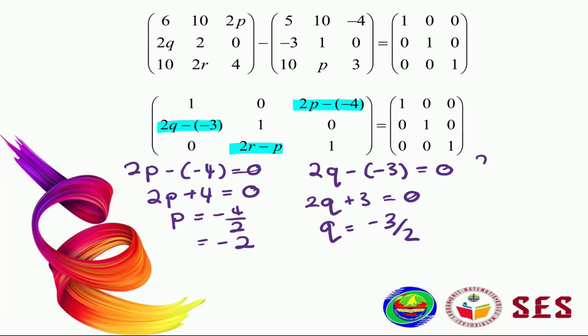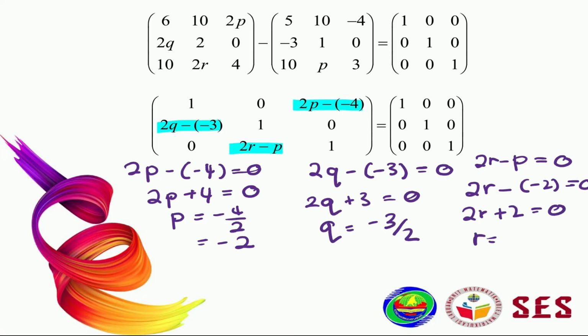And last one, we have 2r minus p is equal to 0. So 2r minus negative 2. Because we know that p is equal to negative 2, then we can find the value of r. R is equal to negative 1. So we can write the answer of P, Q, and R.